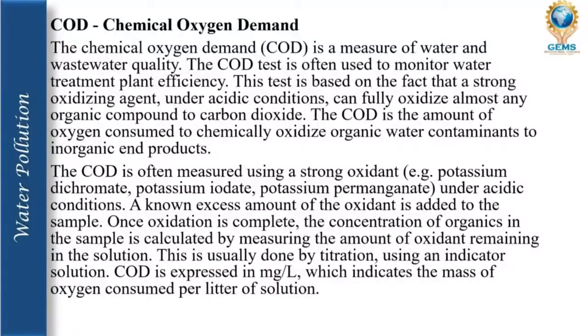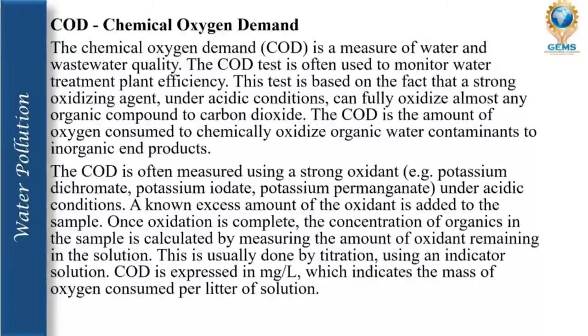A known excess amount of oxidant is added to the sample. Once oxidation is complete, the concentration of organic matter in the sample is calculated by measuring the amount of oxidant remaining in the solution. This is usually done by titration using an indicator solution. So basically this process is done using the titration process.